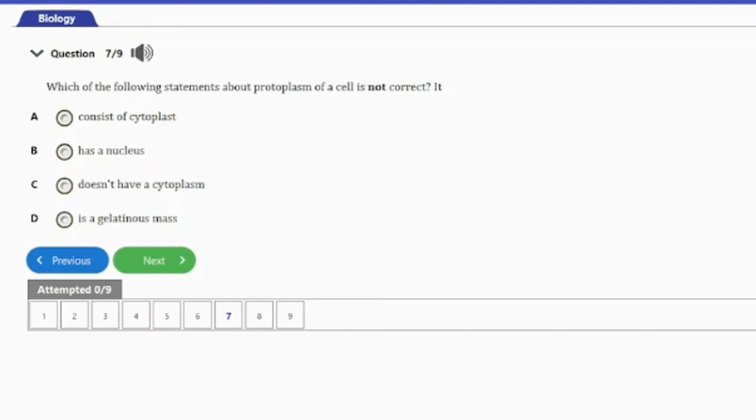Doesn't have a cytoplasm. So all the statements here about a protoplasm are correct apart from option C here. The protoplasm consists of a cytoplasm. It also has a nucleus, it also is a gelatinous mass. But guys, the option that says it does not have a cytoplasm is incorrect. So that's the option that we are choosing here as our answer to this question, and that's option C here. So let's go ahead and consider the next question.